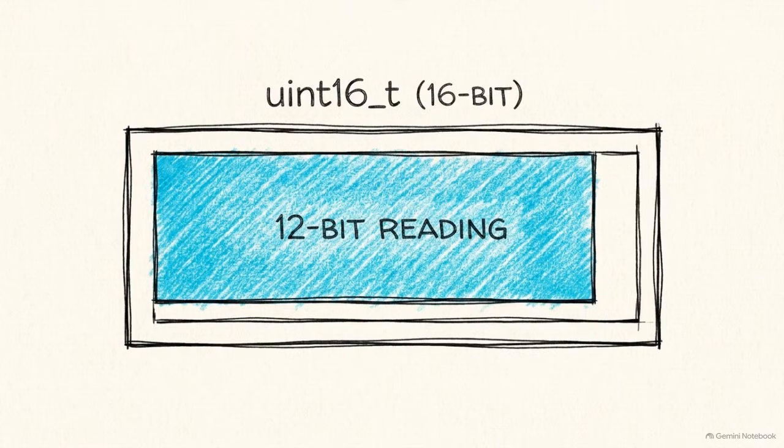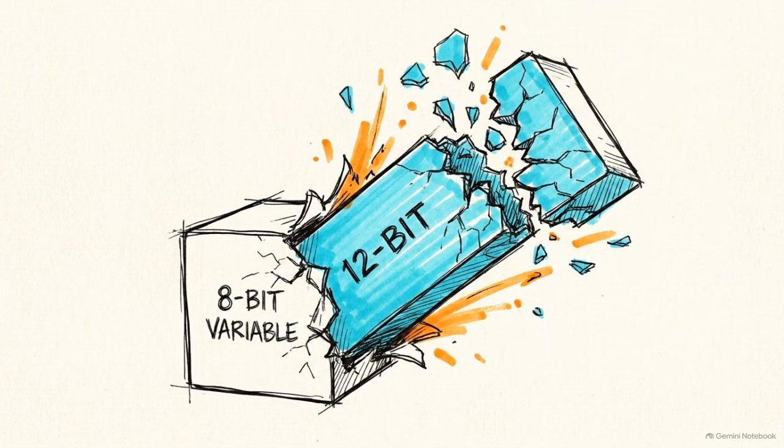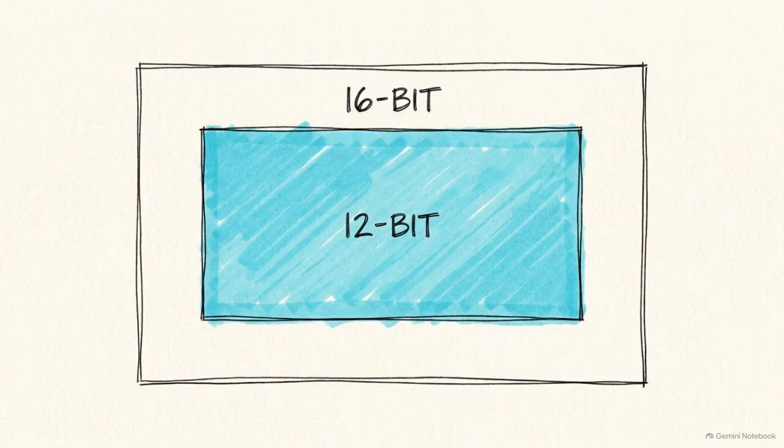We assign this 12-bit reading to a variable sized perfectly for it, a 16-bit unsigned integer, or uint16_t. Allocating a massive 32-bit integer for a 12-bit reading wastes the chip's limited resources, but allocating an 8-bit variable truncates the data and destroys the sensor reading entirely. Choosing the correct data type preserves the integrity of the measurement.